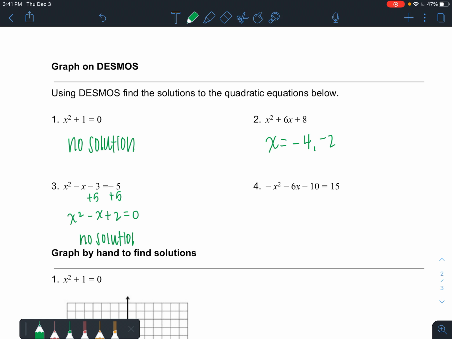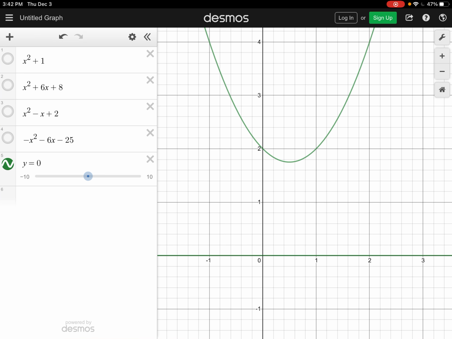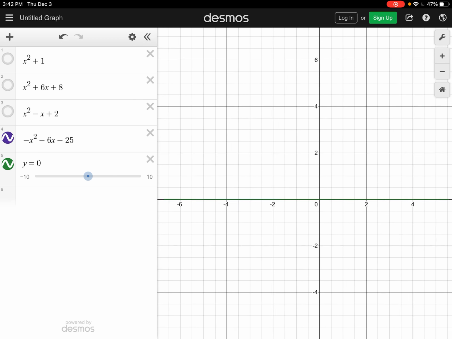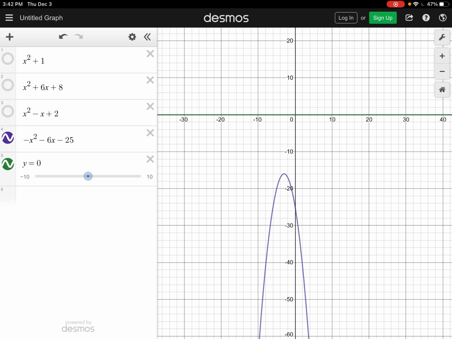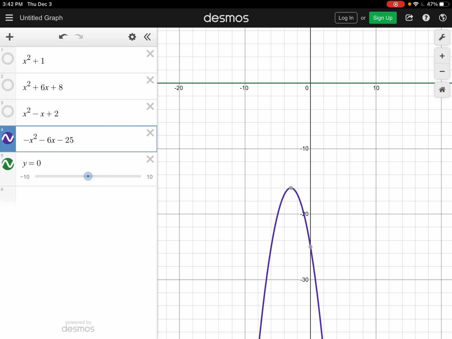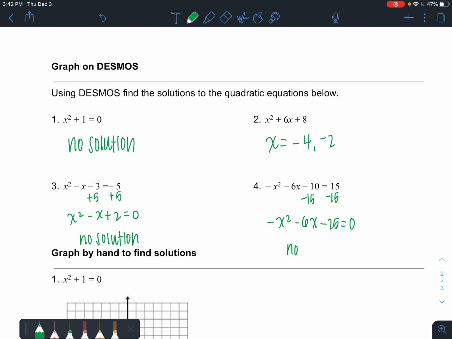Then finally, this last one here. Again, I need to subtract 15 from both sides to get 0 on one side. So I have negative x squared minus 6x minus 25 equals 0. Since it's equal to 0, I can graph this on Desmos. There's that. Okay, it doesn't show up because I have to zoom out to see that graph. As you can see, it does not intersect. It's shifted too far down. So again, we have no solution.